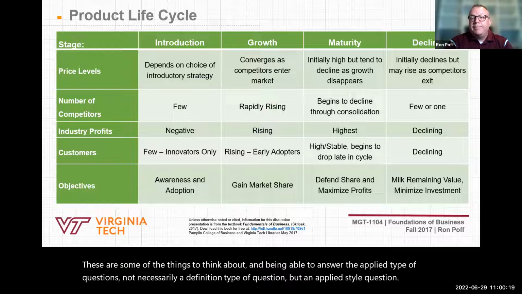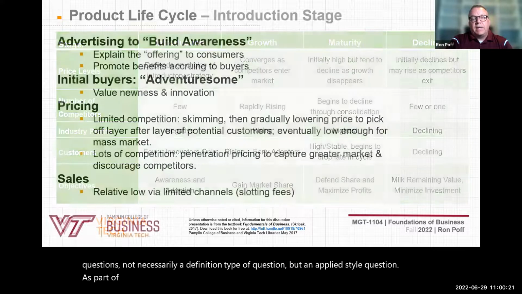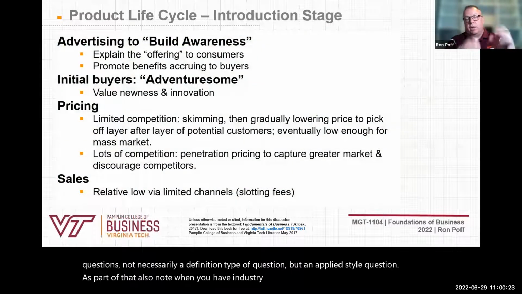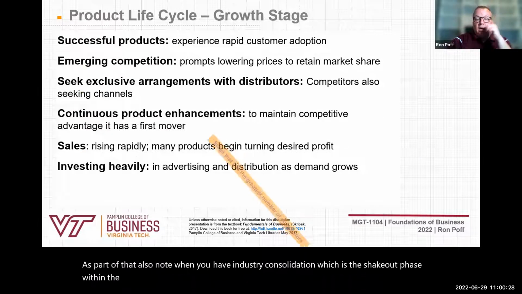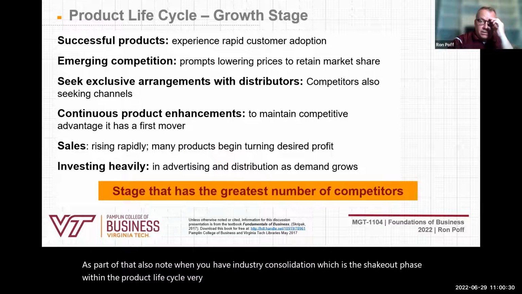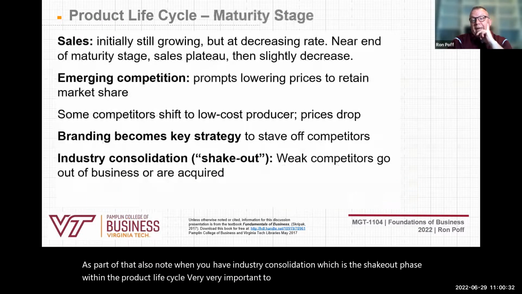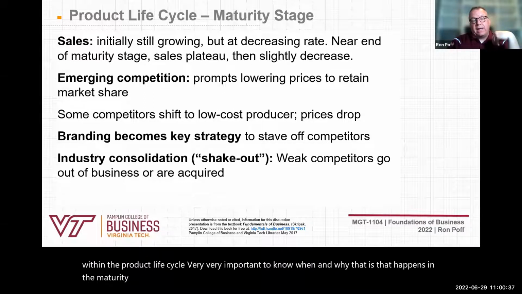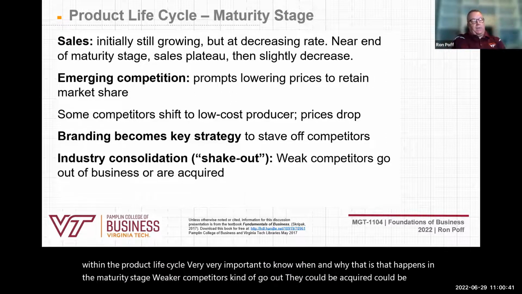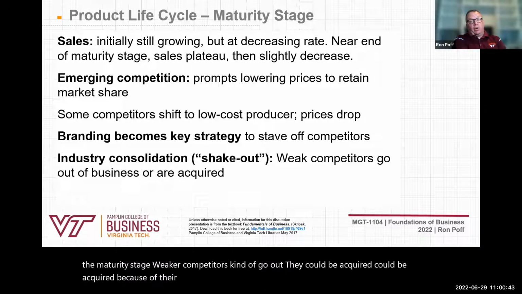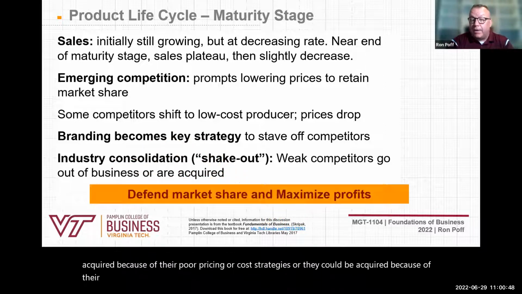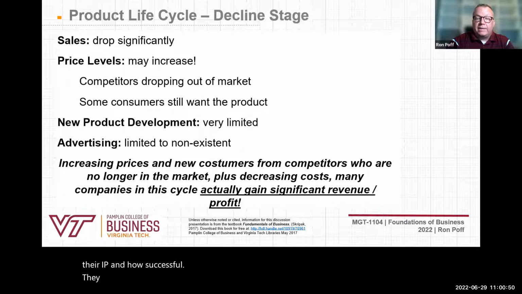Also know when you have industry consolidation, which is the shakeout phase within the product life cycle. Very, very important to know when and why that is. That happens in the maturity stage. Weaker competitors kind of go out. They could be acquired because of their poor pricing or cost strategies, or they could be acquired because of their IP and how successful they are, which is an important aspect.